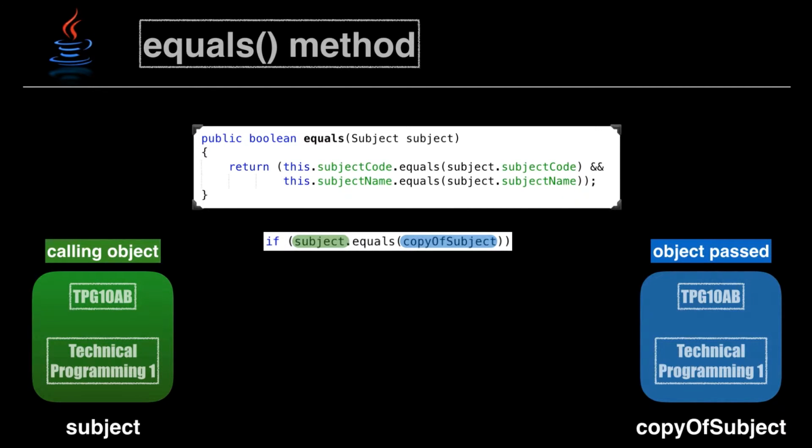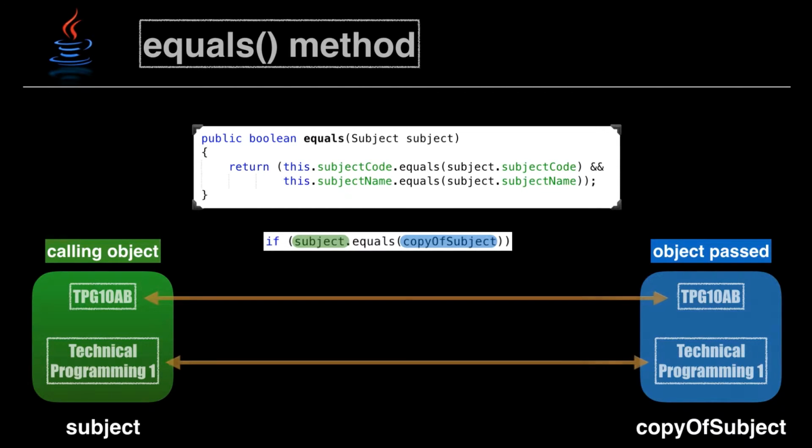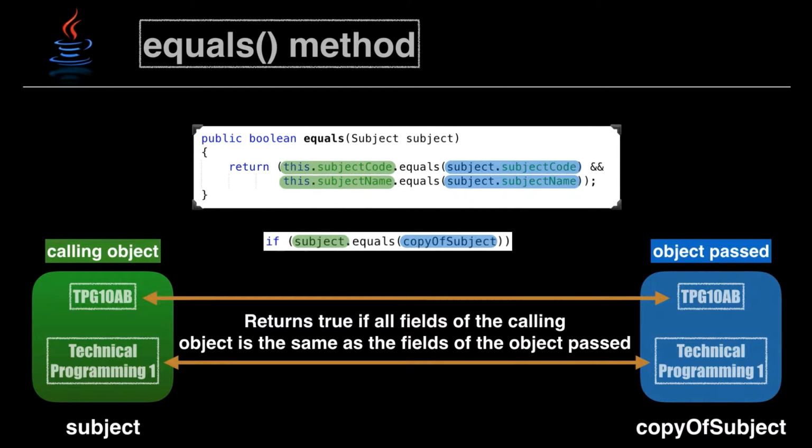In order to compare objects to see if they are the same, we need to compare all the fields of the one object with all the fields of the other object. So we will compare the subject code of the green object with the subject code of the blue object. The this keyword refers to the object that called the method, in this case the green one. Then we also compare the subject name of the green object with the subject name of the blue object. Only when all fields of the green object are equal to all fields of the blue object will they be exactly the same and will the equals method return true.